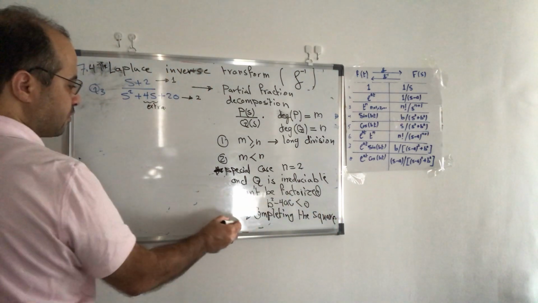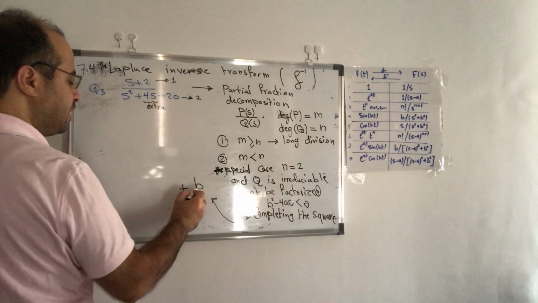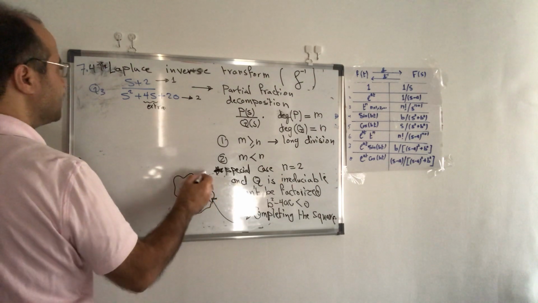What is completing the square? I will tell you here. You add and subtract b over 2a, right? So this is the rule. This is completing the square.